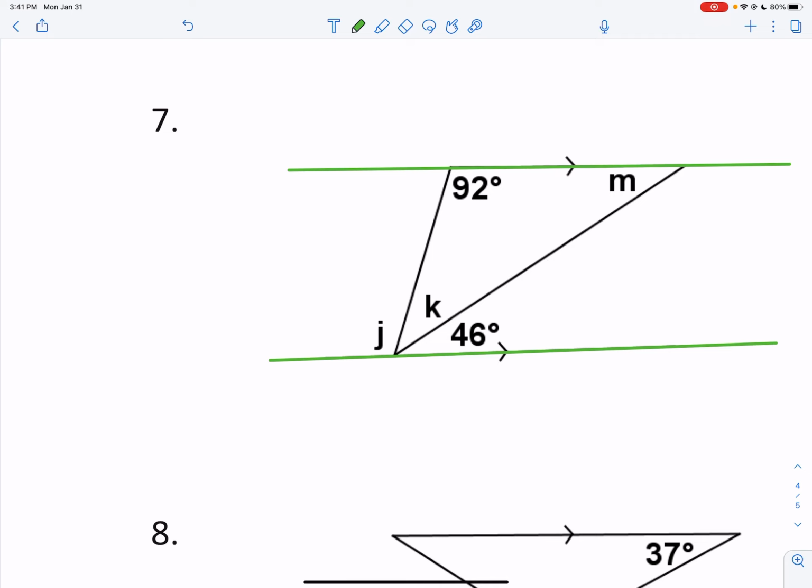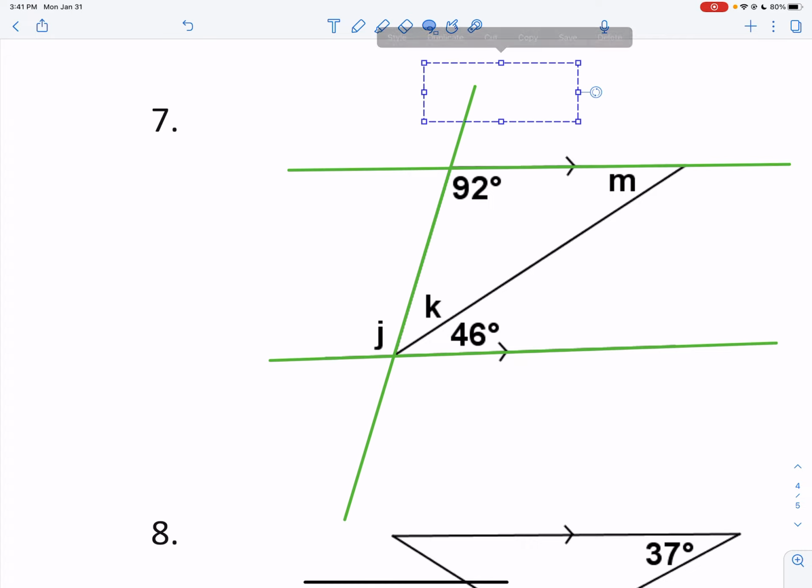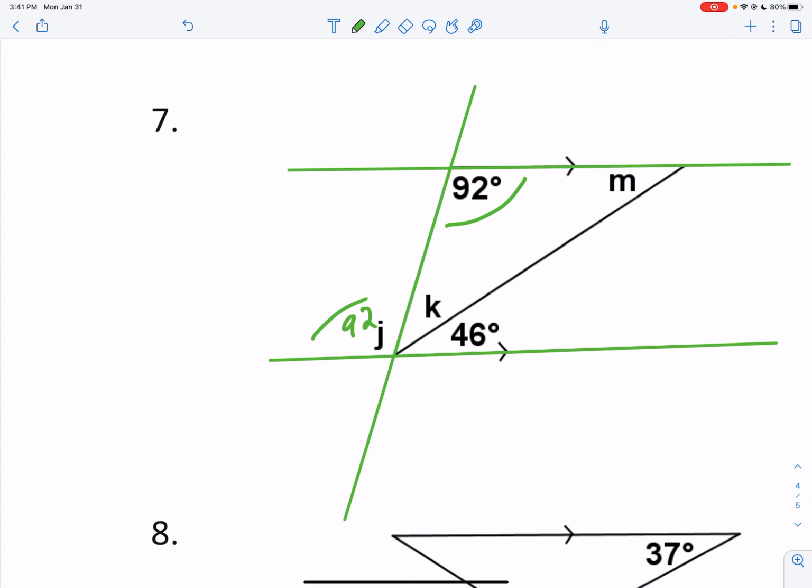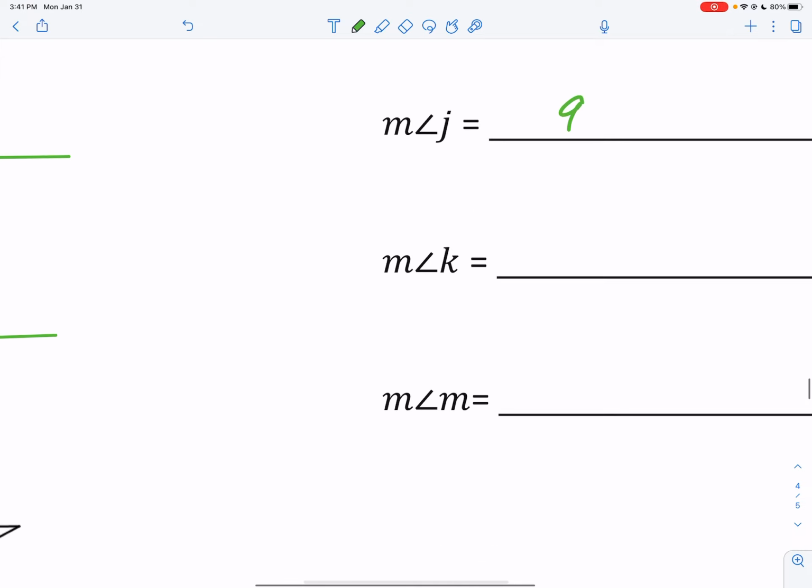Okay, so what can we do? Some things that we can do. We have a transversal right here. If we want to extend this a little bit to look nice. Have a cool little transversal right here. So this has to be, let's see what we can figure out. Alternate interior angles are the same, so that means this one must be 92. So J, easy one. J is 92. Excellent.